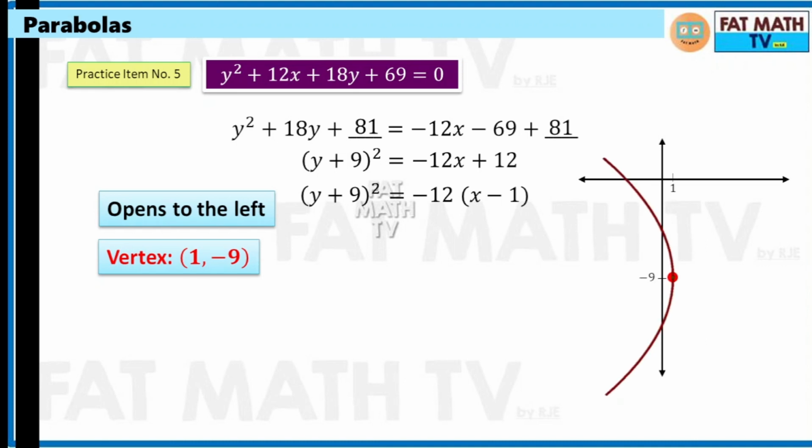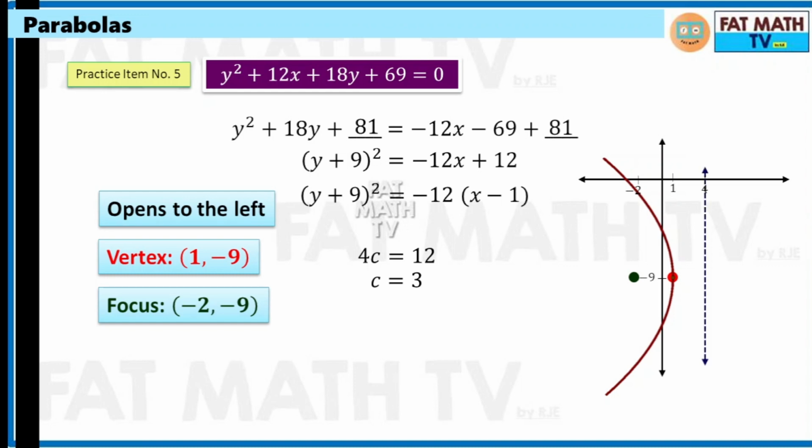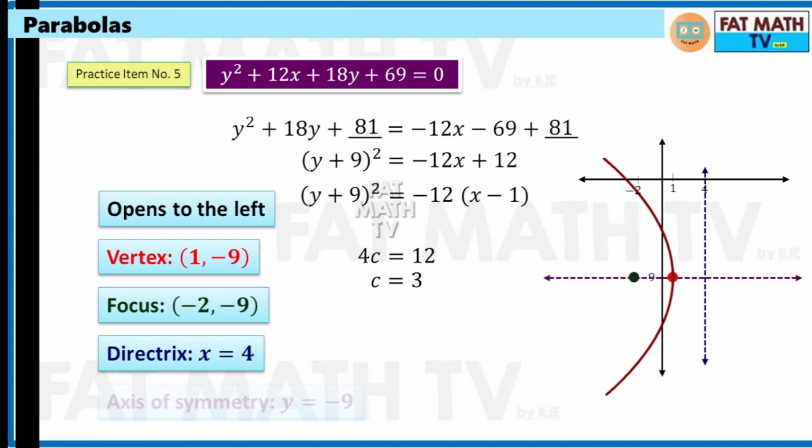And for the focus, we need to identify c. So 4c is 12, c is 3. So 3 units to the left of positive 1. So that's 1 minus 3, so negative 2. So you have negative 2, negative 9. And then 3 units to the right of 1, that's 1 plus 3, so that is 4. So that is x equals 4, and the axis of symmetry is y equals negative 9.